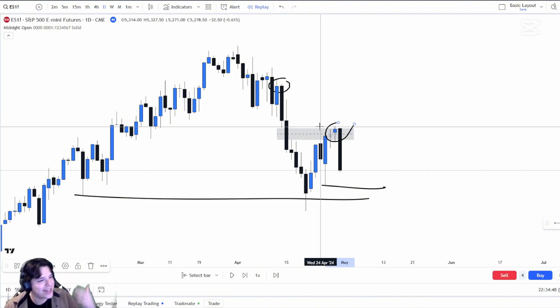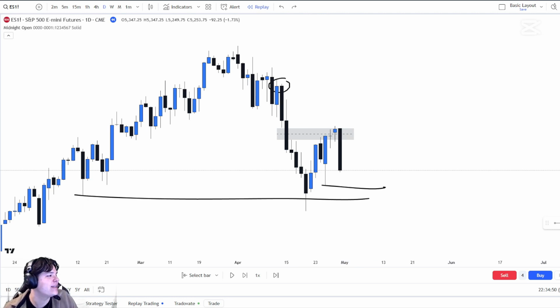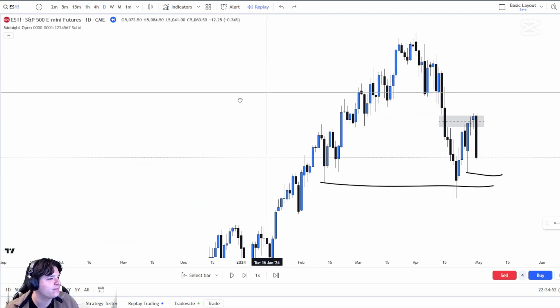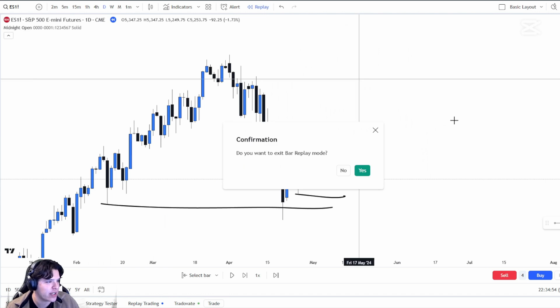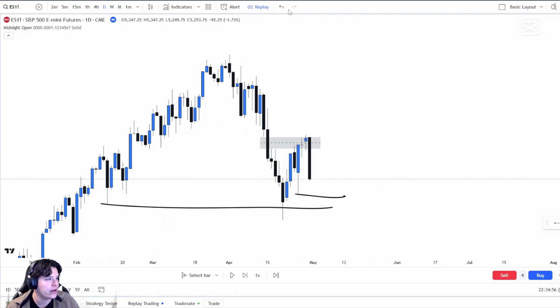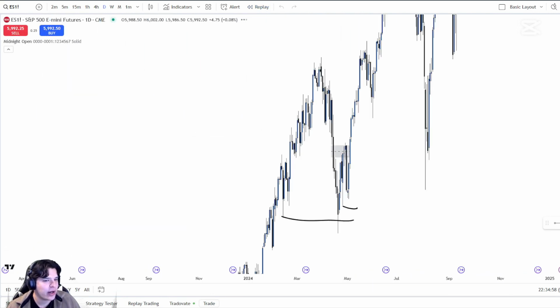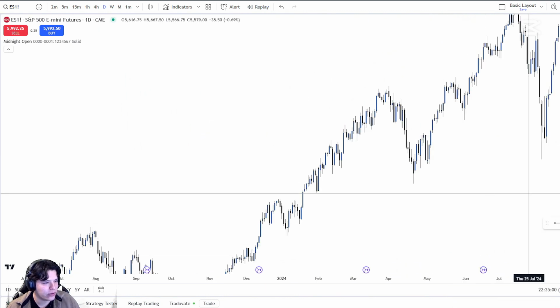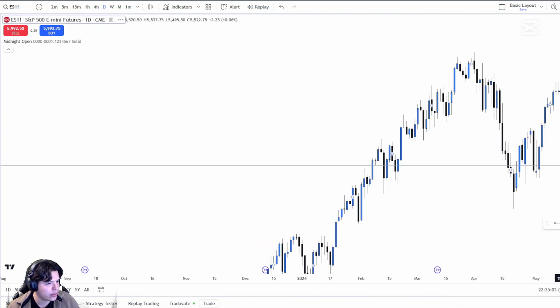But obviously, in hindsight, we can see that at this point, price action was actually establishing structure back up to the upside. So we can go ahead and exit bar replay. I'll do one more example.